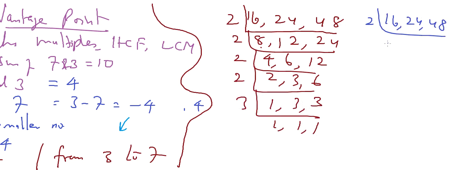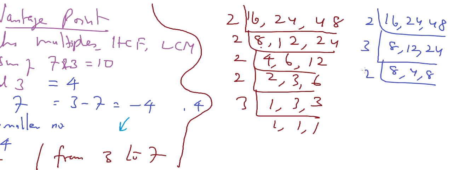Or see, suppose you do it this way. Suppose you divide by 2 first here, so you get 8, 12, 24. Suppose instead of dividing by 2 we want to divide by 3, it's fine. So divide by 3, then 8, 4, 8. So now we can divide by 2, 2 again, and 2.